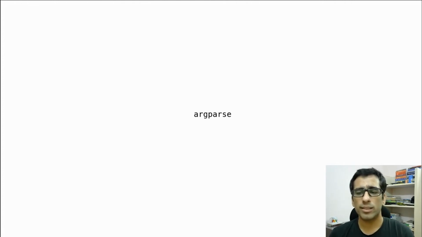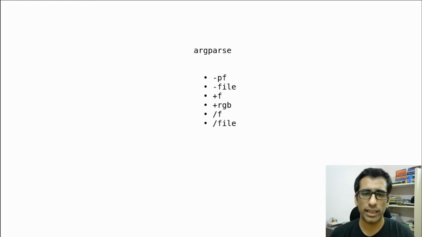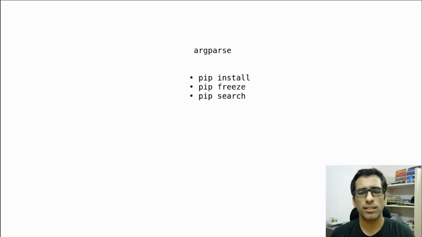Argparse also allows customization of characters that are used to identify options. For example, using a plus instead of a minus, or even forward slashes. Argparse also added support for subcommands. This is a common pattern in CLIs, for example, pip install, pip freeze, and pip search.